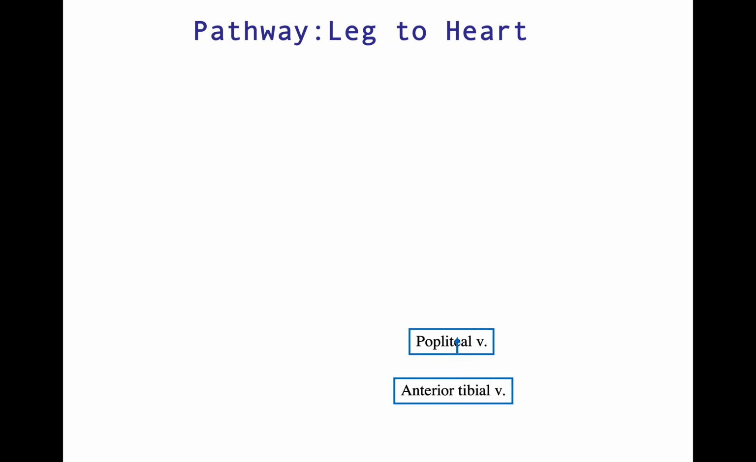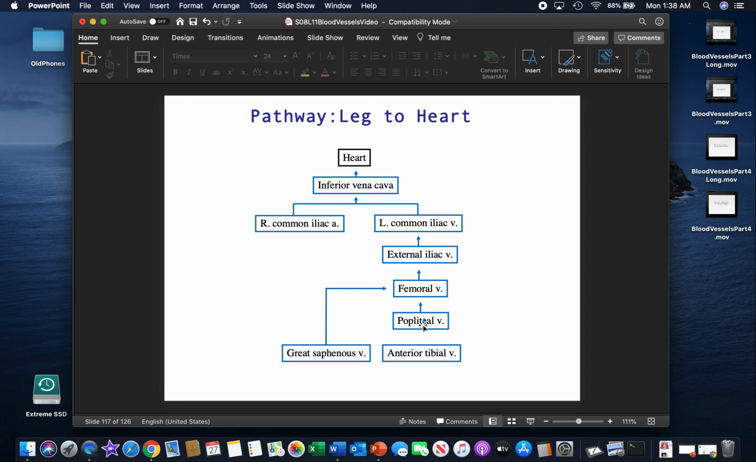So how do you go then from your leg back to your heart? It's pretty much the same, guys, but the thing is we're not going to be starting off with dorsalis pedis. We're going to be really starting off with the anterior tibial artery.